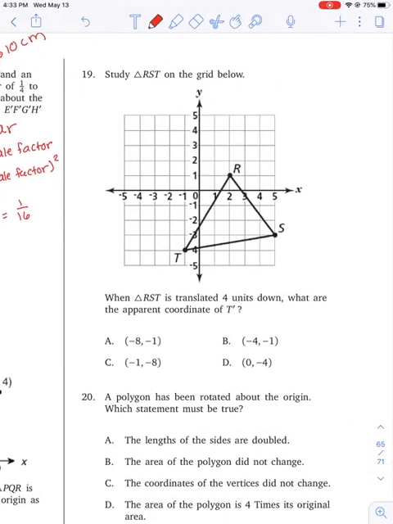Next problem. Study it. I don't know if I want to study it. I might just do the problem. I'm very funny.